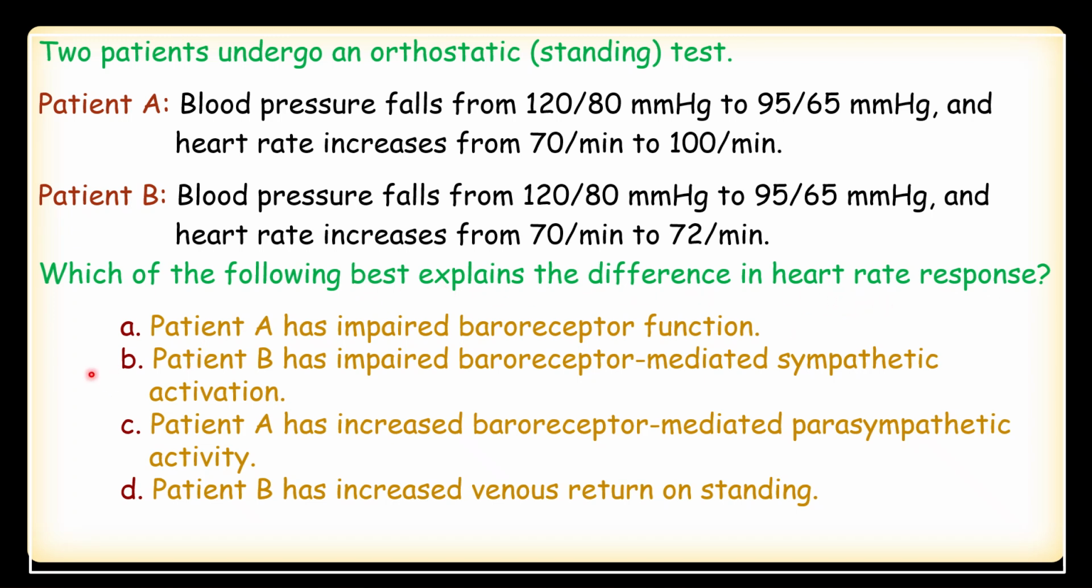The options are: option A, patient A has impaired baroreceptor function. Option B, patient B has impaired baroreceptor mediated sympathetic activation. Option C, patient A has increased baroreceptor mediated parasympathetic activity. And option D, patient B has increased venous return on standing.